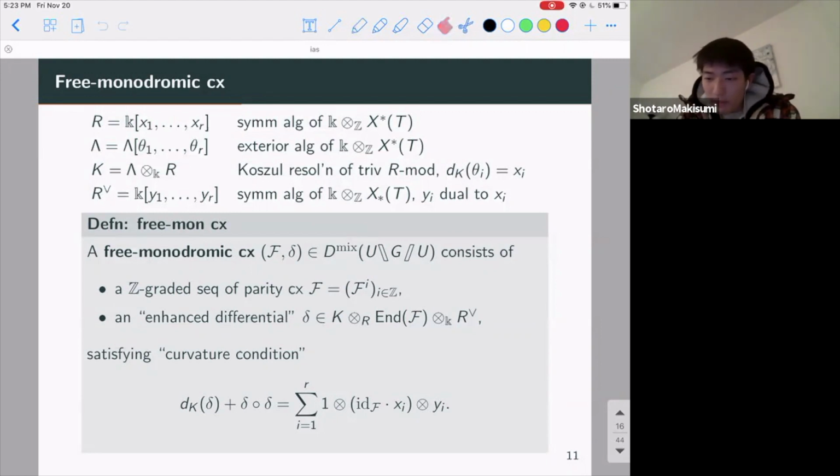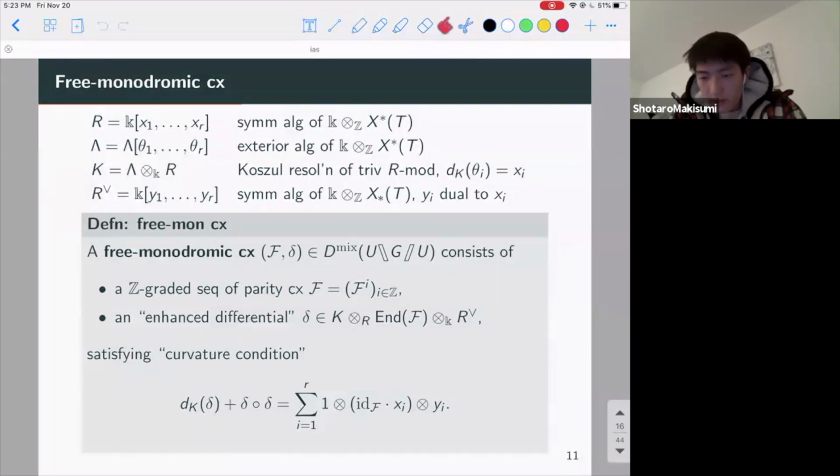Here are some algebras. R is a symmetric algebra. Let's just take bases and say it's a polynomial ring in x1 through xr. And lambda is an exterior algebra in corresponding odd variables theta 1 through theta r. Then I can define the Koszul resolution of the trivial R module by defining this differential. And I also need a polynomial ring in kind of dual variables y1 through yr. Let's call that R check.